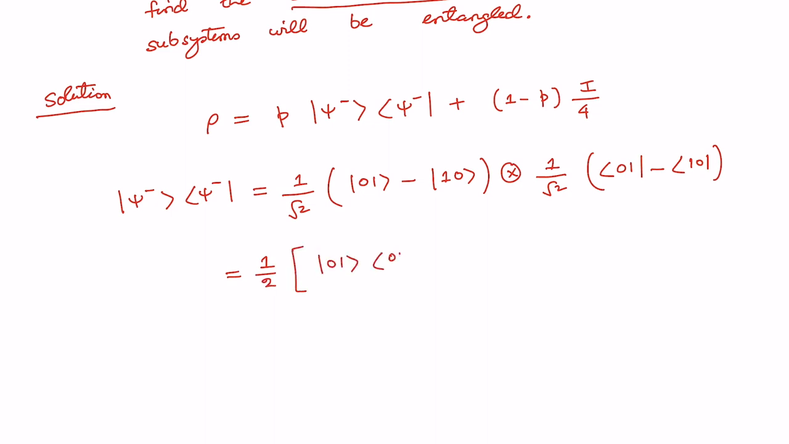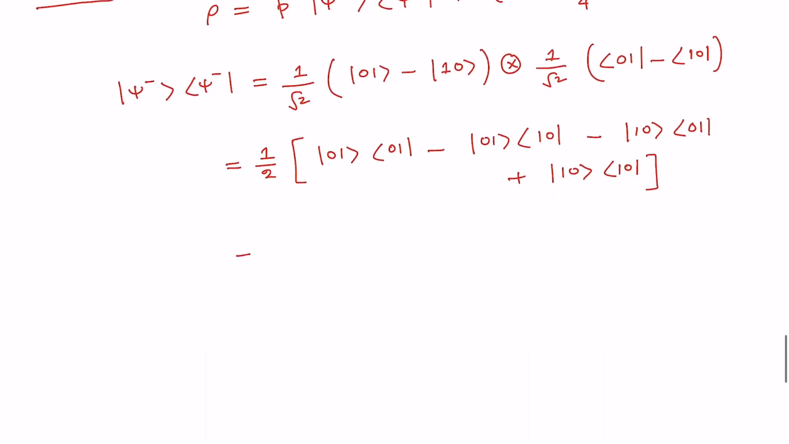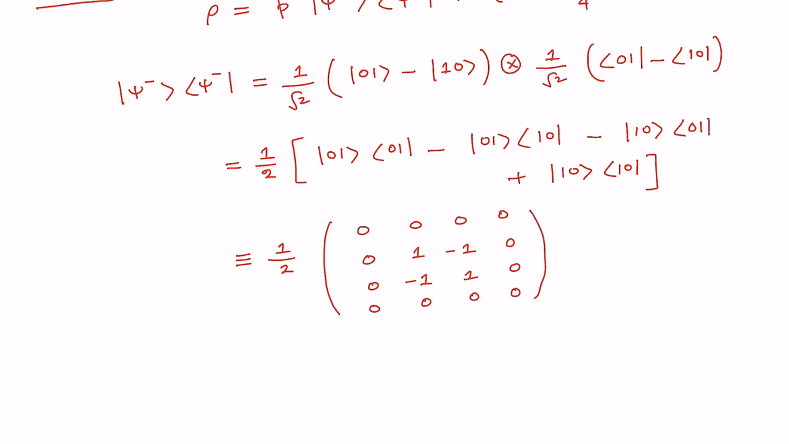|01><01| minus |01><10| minus |10><01| plus |10><10|. Right, so this is what I will get. And in fact, I can write it in the matrix form. That would be 1/2 times the matrix with rows 0 0 0 0, 0 1 minus 1 0, 0 minus 1 1 0, and 0 0 0 0. So this is what I will have.